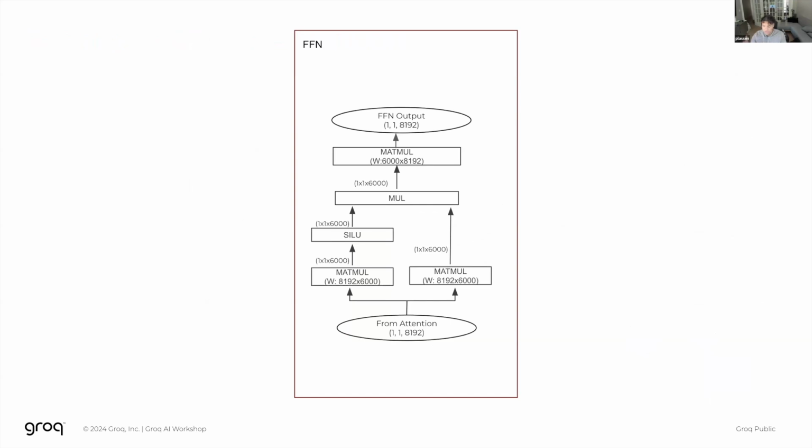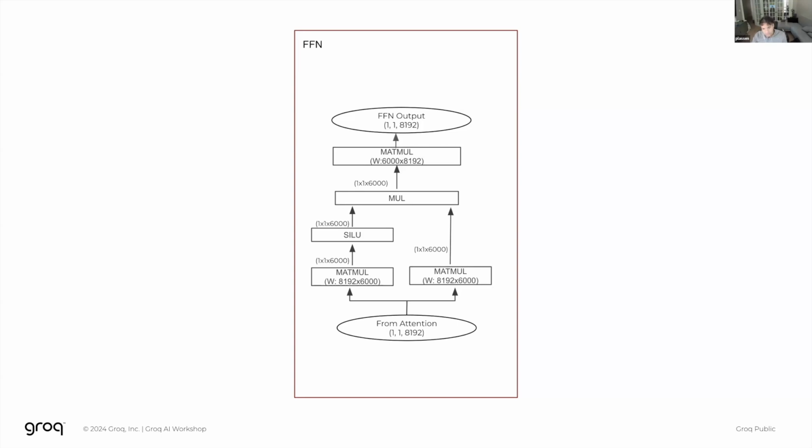It consists of two linear layers, one of which is passed through an activation function. The two results are then element-wise multiplied together before a final linear layer. And if we were to put some concrete dimensions, let's say the output from the attention is a 1 by 8,192, and the inner dimension of the linear layers is 6,000. I chose those numbers arbitrarily, but we could impose the dimensions of Llama 7 billion or another model for what it's worth.